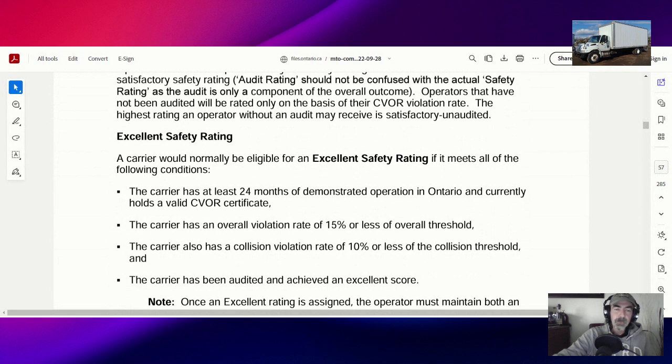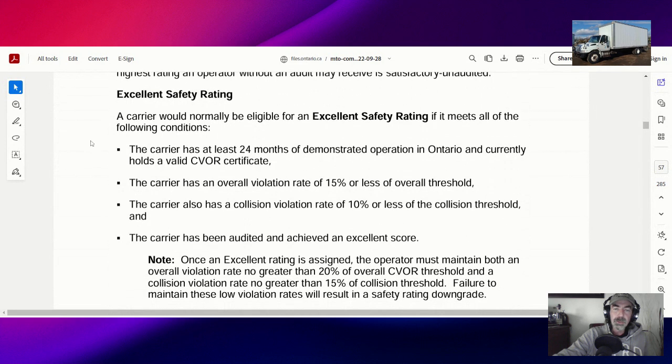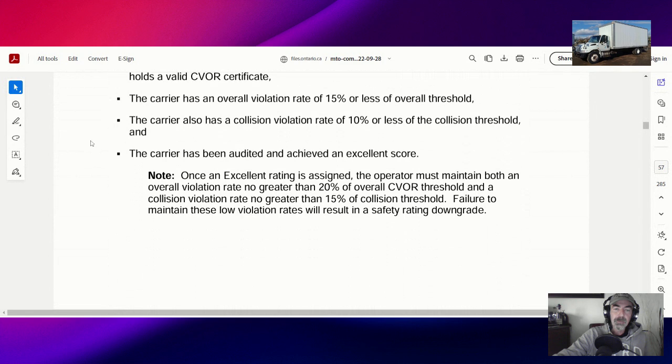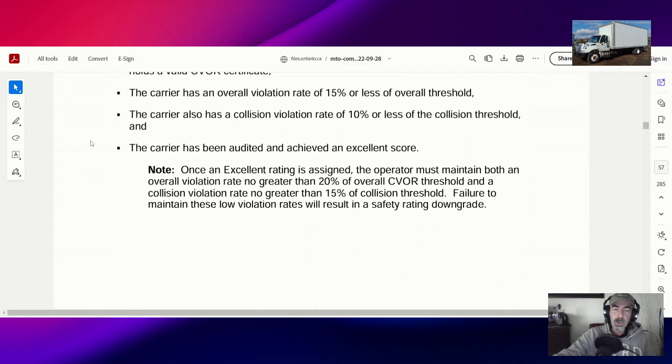Excellent safety rating. A carrier would normally be eligible for an excellent safety rating if it meets all of the following conditions. The carrier has at least 24 months of demonstrated operation in Ontario and currently holds a valid CVOR. The carrier has an overall violation rate of 15% or less of overall threshold. The carrier also has a collision violation rate of 10% or less of the collision threshold, and the carrier has been audited and achieved an excellent score.